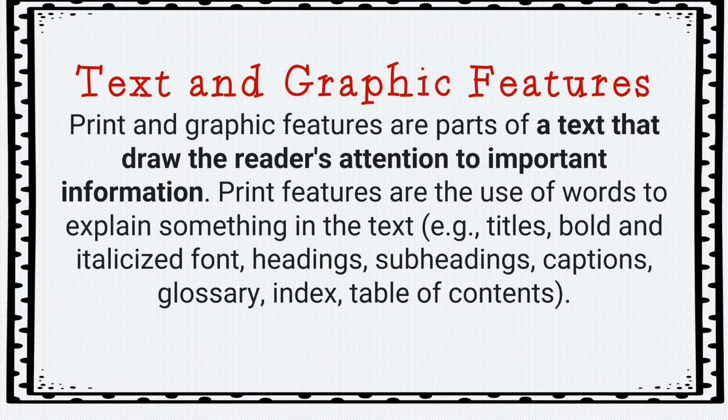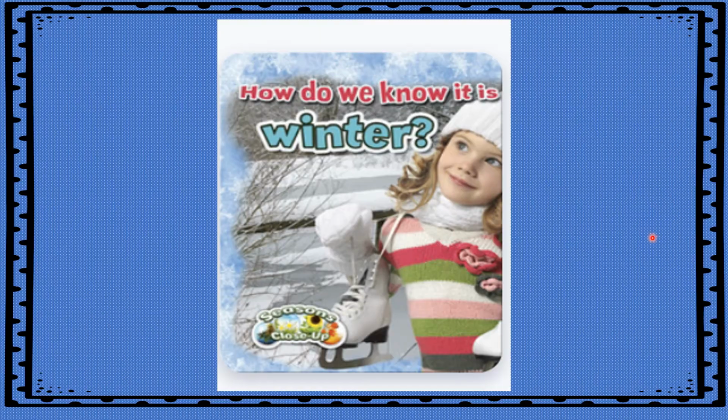Print and graphic features are parts of a text that draw the reader's attention to important information. Print features are the use of words to explain something in the text. For example, titles, bold and italicized fonts, headings, subheadings, captions, a glossary, an index, and table of contents. Those are all text and graphic features. Let's go ahead and begin reading How Do We Know It's Winter?